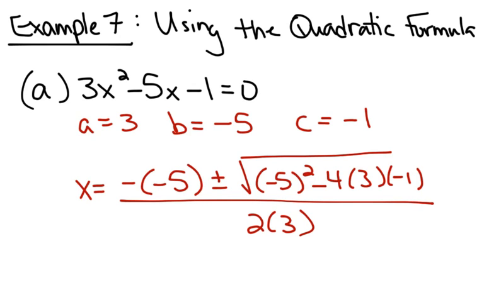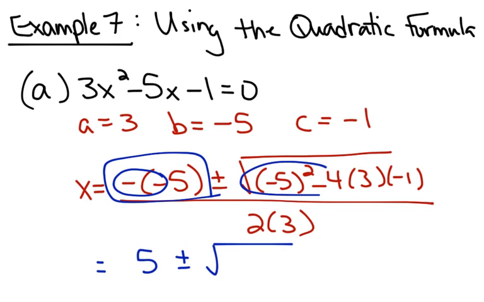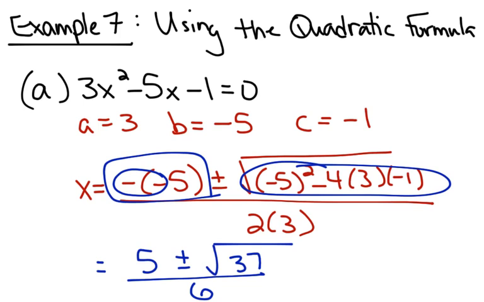Watch those double negatives. It's always the opposite of b. So if b is negative, it becomes a positive, doesn't it? And if b is positive, it'll become a negative. So when I simplify this, I simplify this first. And then I simplify what's underneath the square root sign. Negative 5 squared is 25, and 25 plus 12 is 37, and that's all over 6.